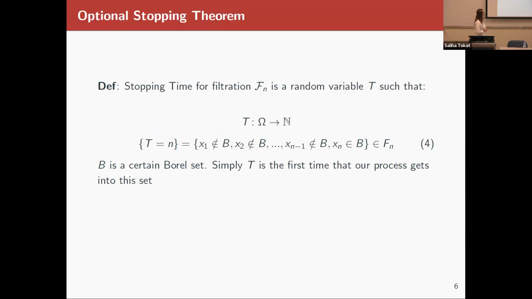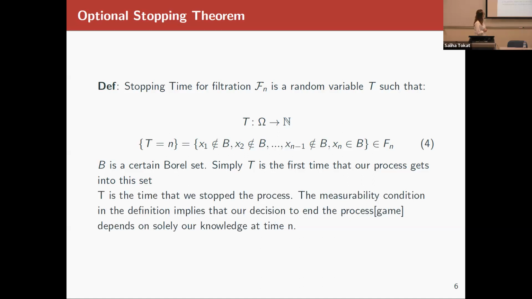So I want to go to the optional stopping theorem. A stopping time, or some say hitting time, for filtration Fn is a random variable T from omega to the natural numbers. Here omega is our sample set. T is equal to n such that for all of the numbers less than n, our random variable is not in B, but Xn is in B. Here B is a Borel set.